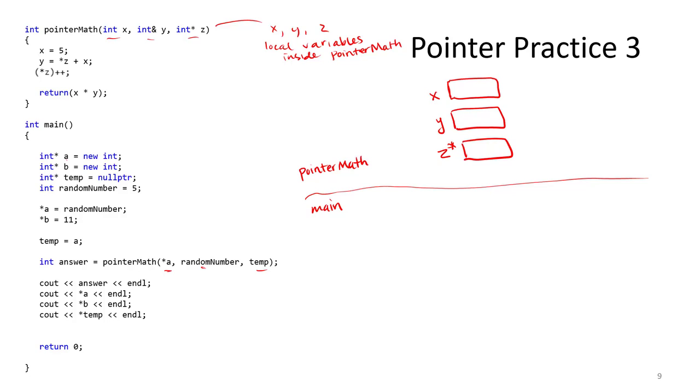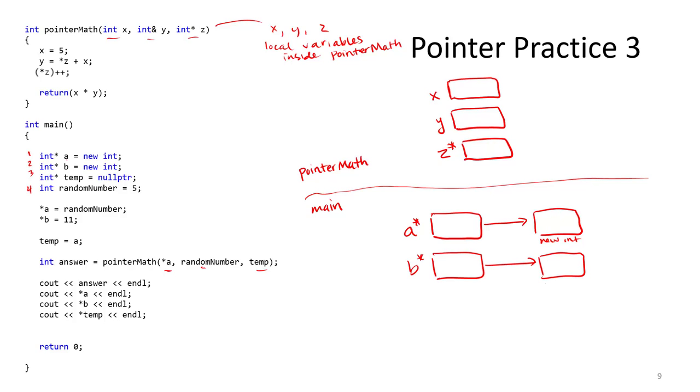Back in my main function, let's now draw the variable boxes for the pointers and variables we've been given. So in lines 1 through 4, we declare 4 variables. We have a pointer named a, and that pointer a is pointing to a new int. Pointer b is also pointing to a new dynamic int variable. We also have a pointer named temp, and currently temp is pointing at the null pointer.